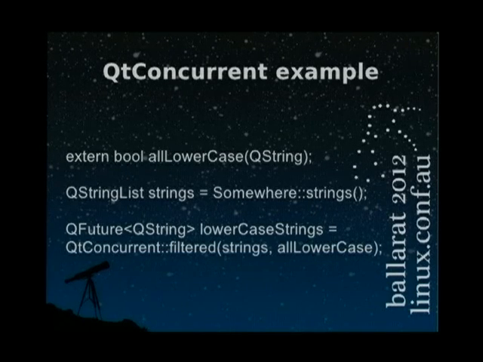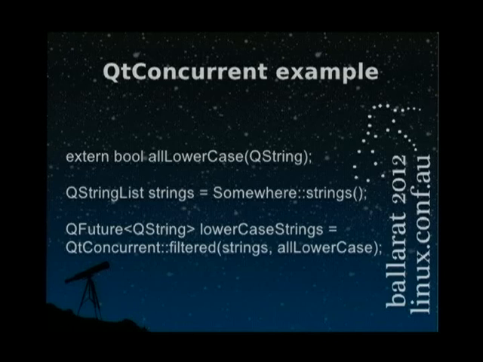I'm very sorry for the first letter cut out. So we have a function, let's call it allLowercase. So this function, we will just pretend it returns true if the word is actually all lowercase or false if it's not. And we're getting a string list from somewhere.